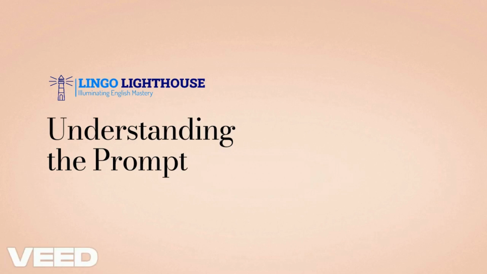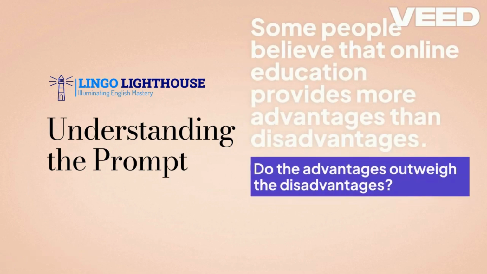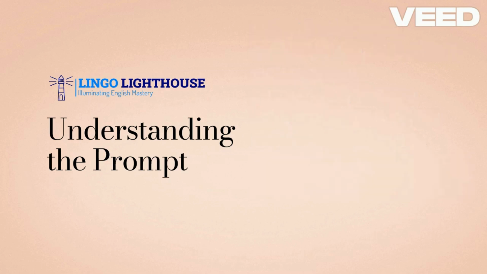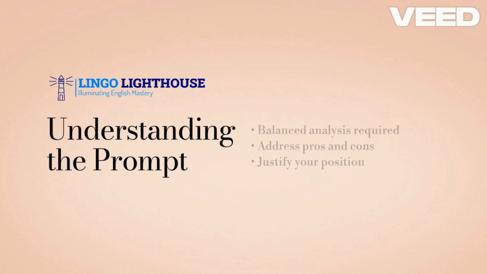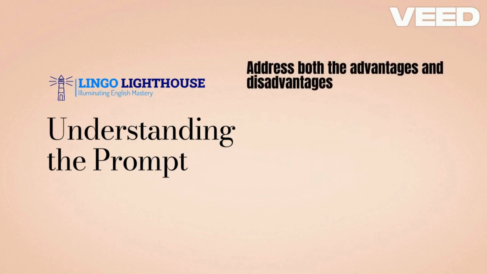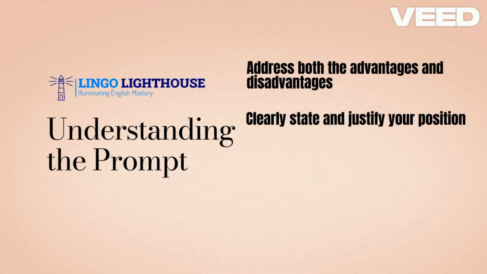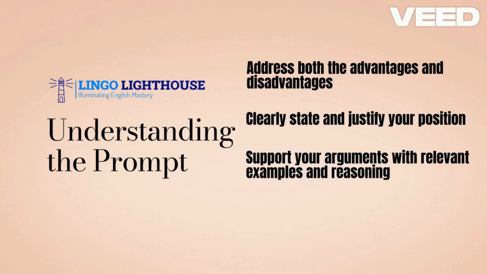Step 1. Understanding the prompt. First, let's break down the question. This type of question asks you to evaluate both the pros and cons of an issue and clearly state whether the advantages outweigh the disadvantages or vice versa. Your response should present a balanced analysis while leaning toward one side. To succeed, you must address both the advantages and disadvantages, clearly state and justify your position, and support your arguments with relevant examples and reasoning.